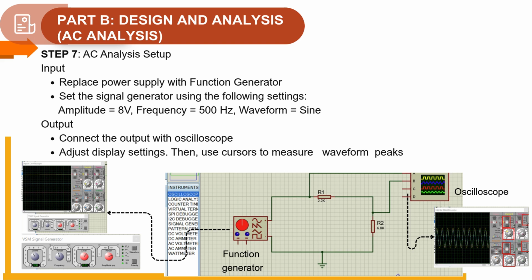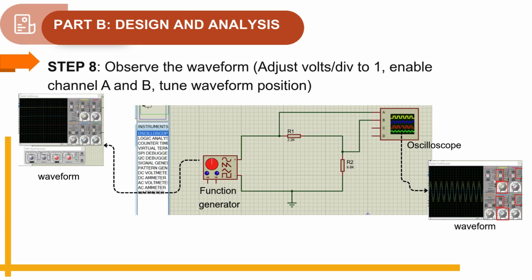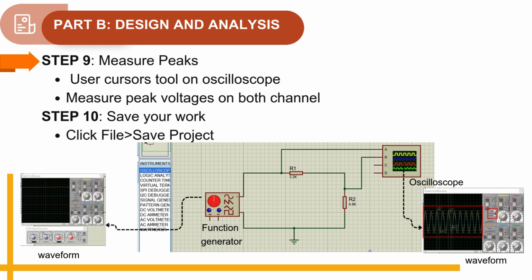For the AC analysis setup, we have to replace the power supply with a function generator and set the value of the signal generator accordingly. For the output, you have to connect it with the oscilloscope. Also adjust the distribution accordingly. Step number 8, you have to observe the waveform and adjust the volt per division to 1. In step number 9, you have to measure the peak as shown on the screen. And in step number 10, save your work by clicking File and Save Project.